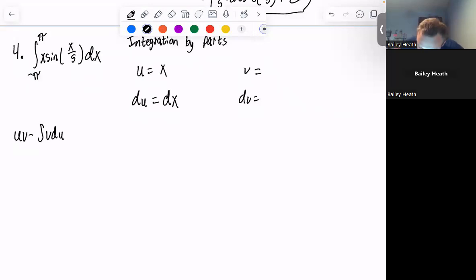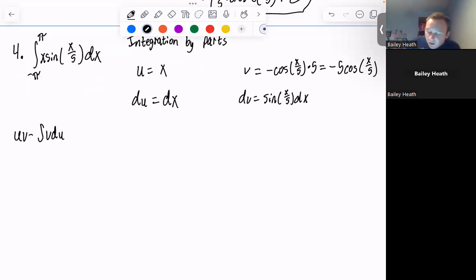That means that my dv is going to be sine of x over 5 dx. So my v, well, the antiderivative of sine is negative cosine. So I'm going to have x over 5, and I'm going to need to multiply this by 5 because of this x over 5. So in sum, we get negative 5 cos x over 5.